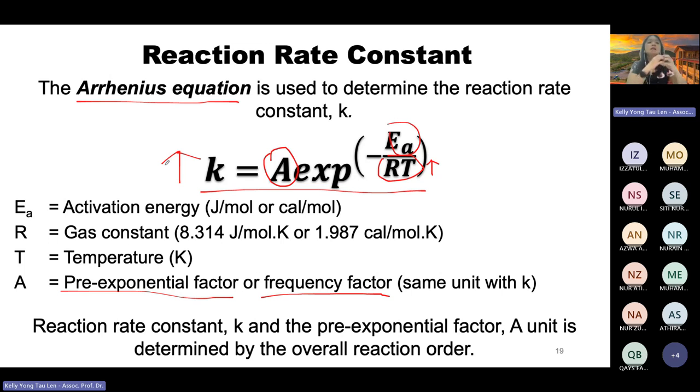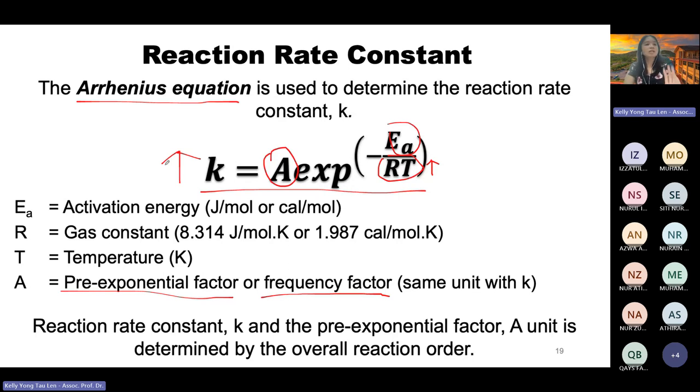Minus RA is what? The concentration of A yang hilang semasa tindak balas. So, bila saya panaskan, nilai K pun naik, minus RA pun akan naik. So, that is the engineering side of why we heat up our reaction if it's too slow. To increase the temperature, to increase the value of K, to increase the minus RA.